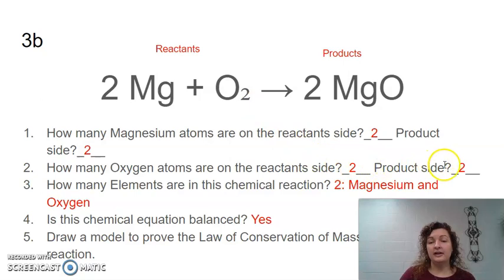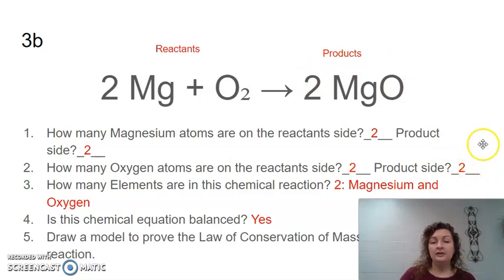How many are on the product side? Well, here's my oxygen on the product side. Now the 2 is in front of this whole compound. So this 2 is really going to be distributed right here to magnesium and right here to oxygen. It gets distributed as far as the compound goes, until basically you get to a plus sign or a yield sign. If you want to think of it that way, that's an easy way to do it. So I do have an understood 1 here as a subscript. So 2 times 1 is 2. So I have 2 oxygen there.